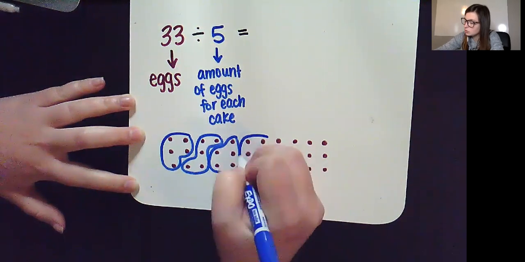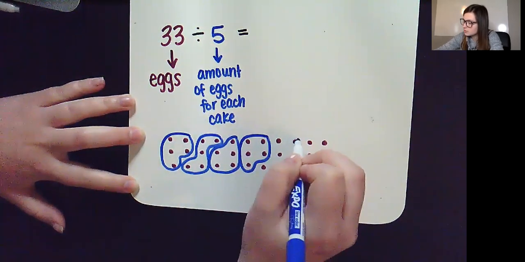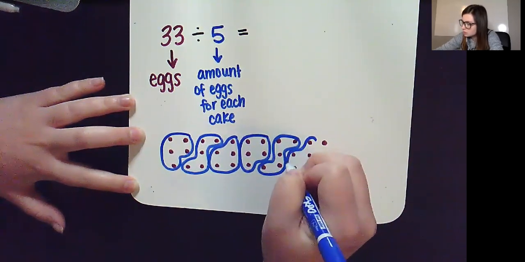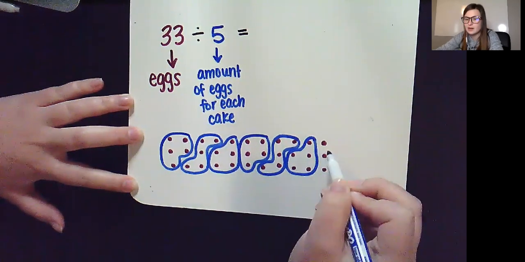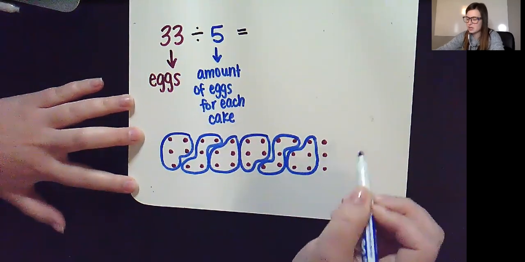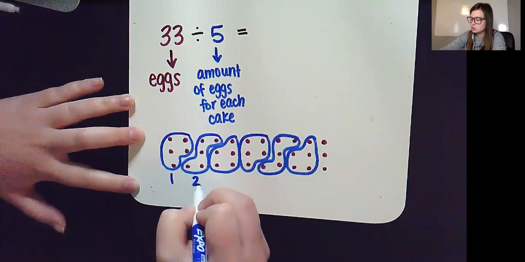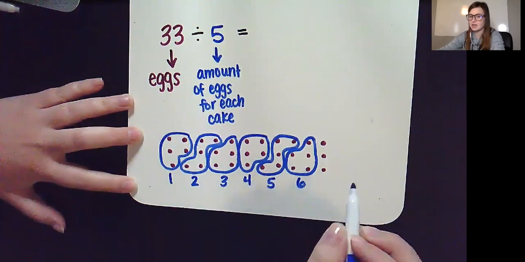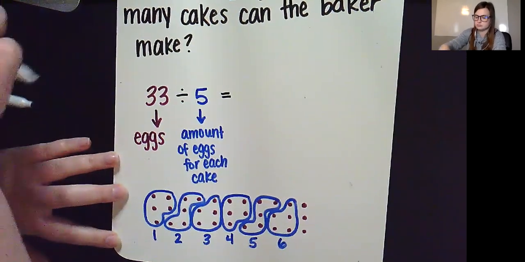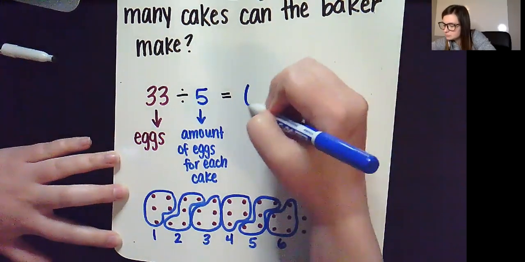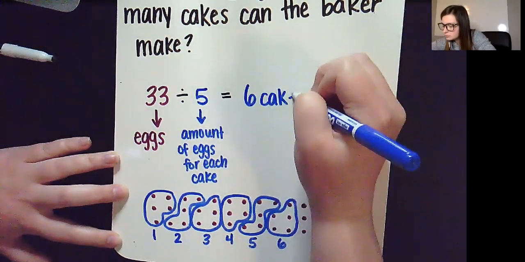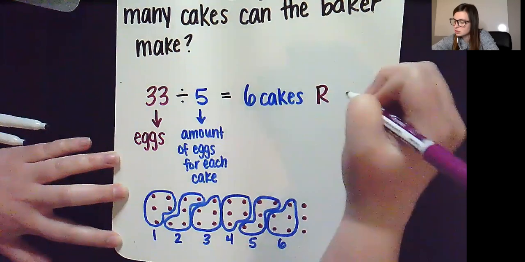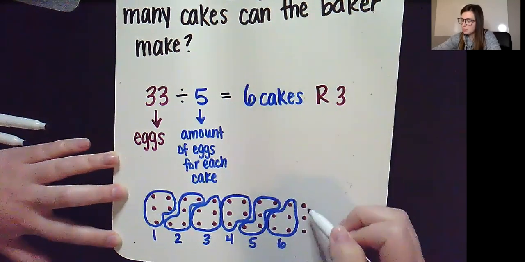So each bundle here is representing a cake that the baker would be able to make. Now here I only have 3 eggs, so I can't make another cake. So I'm able to make 1, 2, 3, 4, 5, 6 cakes. And then my remainder is 3. But what is it left over?